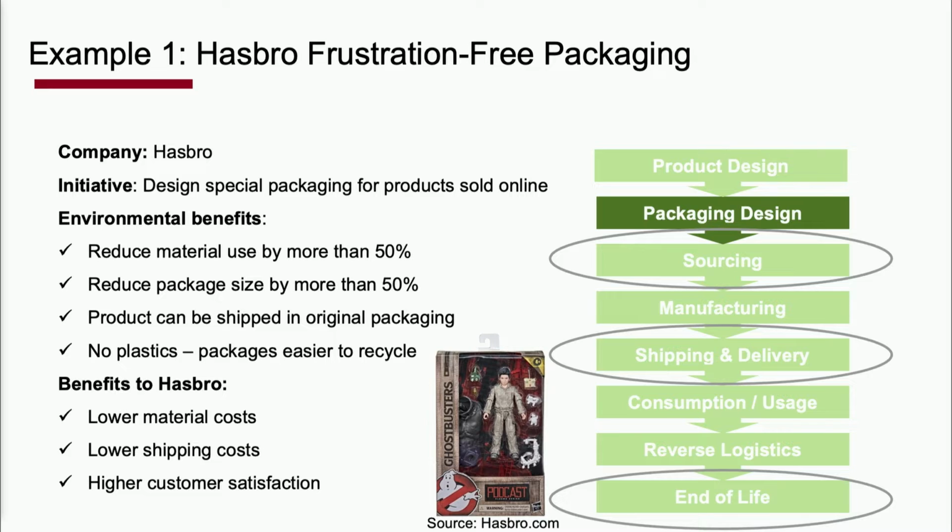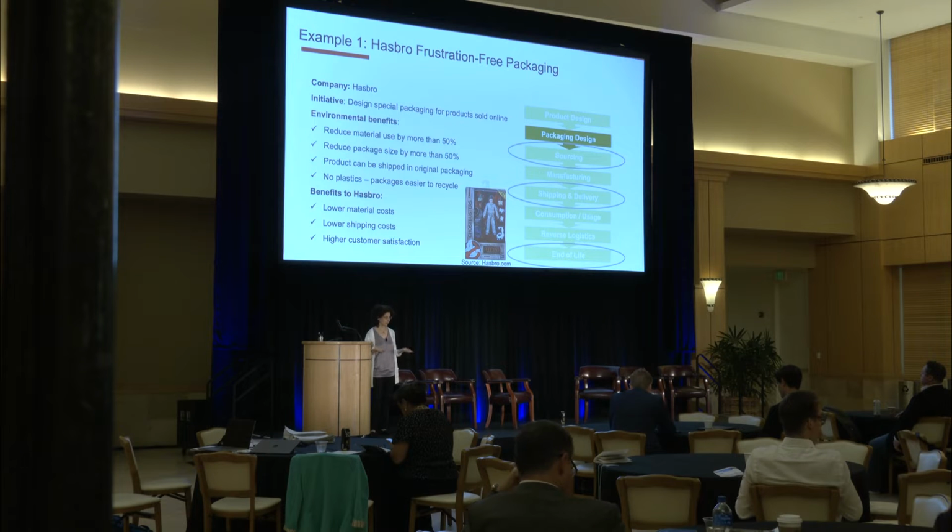And because all those features are not really needed for shoppers that shop online, Hasbro decided to design a new packaging specifically for those items that are sold online. They created a new packaging that is much smaller because all the items fit snugly inside. It also is sturdy enough so that the items can be shipped in their original box and you don't need an extra shipping box to send it to the customer. And it doesn't include any plastics, and it's 100% recyclable. So the environmental benefits are clear.